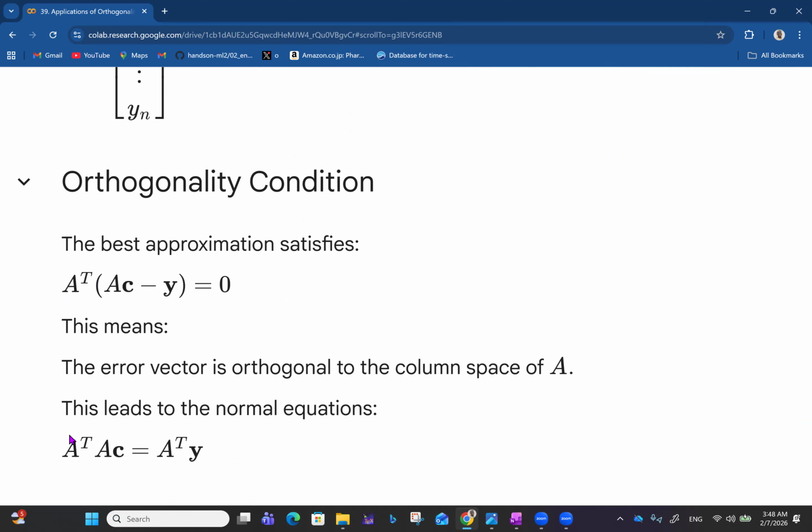So this leads to the normal equations, where you now have A transpose AC minus A transpose Y, which is now A transpose AC equals A transpose Y. Or in the other video, we said A transpose AX equals A transpose B. So to get X now, you need to take the inverse of A transpose A. And that's why (A transpose A) inverse multiplied by A transpose Y, or A transpose B, would give you C, or what we called X in the last video.